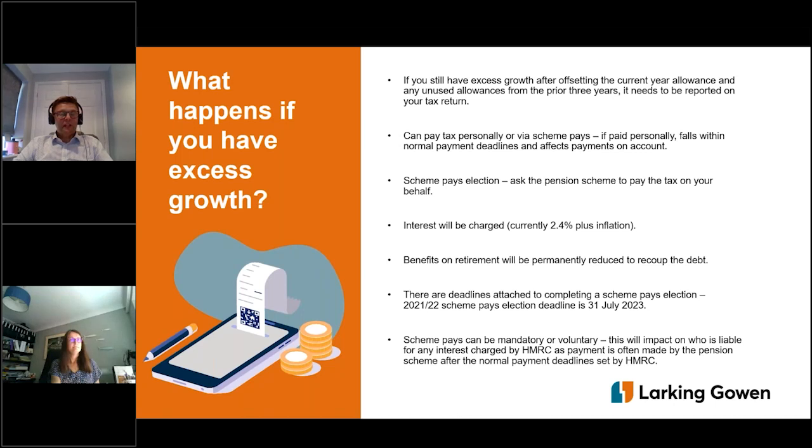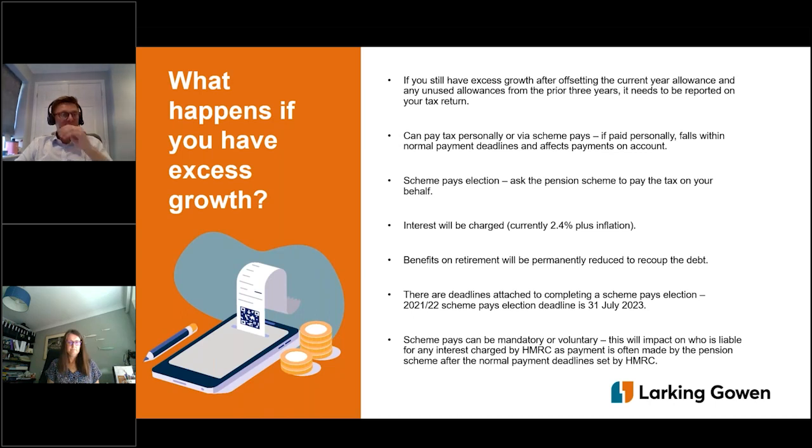If you wanted to make a scheme pays election, then the deadline for that scheme pays election is the 31st of July following the tax return submission deadline. So for the 22-23 tax year that's just finished, your tax return has to be submitted by 31st of January 2024. The scheme pays election will have to be completed and submitted by 31st of July 2024.